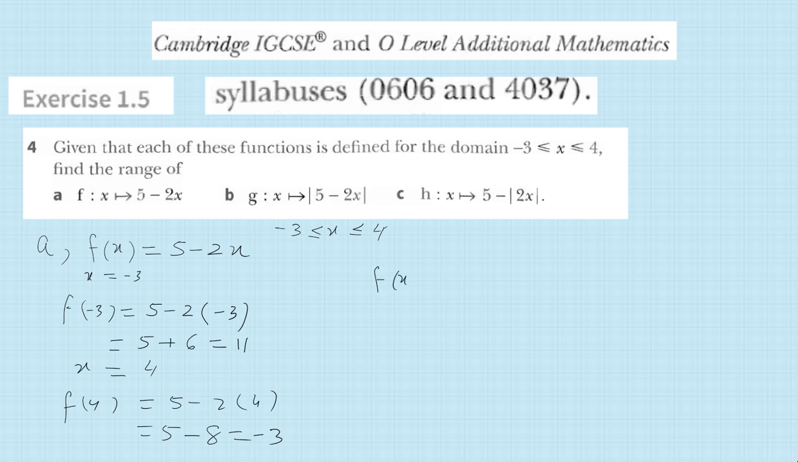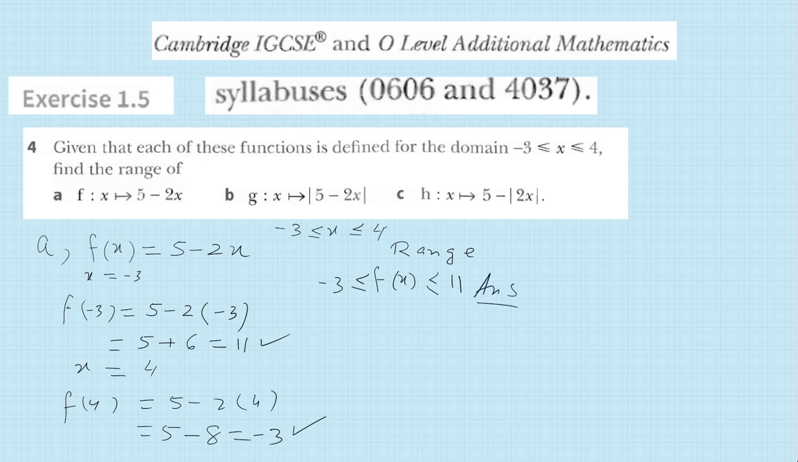Therefore, range means the minimum and maximum value of the function. The minimum value is minus 3, so we have to write minus 3. And the maximum value is what? 11. Therefore, the range of part A is minus 3 less than or equal to f(x) less than or equal to 11, or you can read it as the range of the function from minus 3 to 11. So this is our answer.